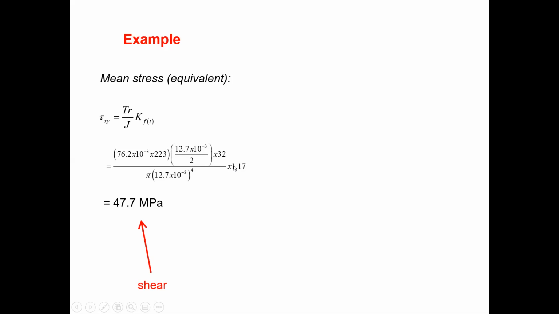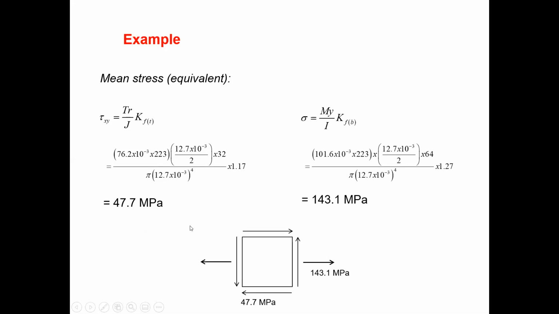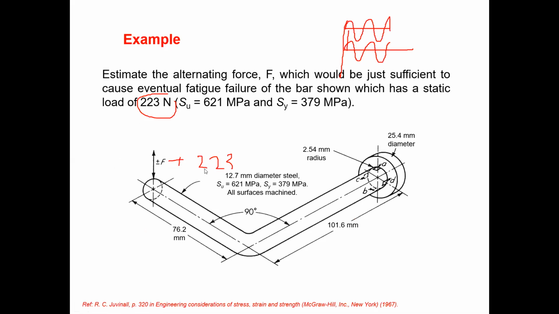So you can see here, for the mean stresses we are going to find out the shear stress. We already found the Kft in the first example. So Kft is the same value, if you check you can see the same value. So the torsional load here, we have the diagram, you can see the same load value, the same distance.